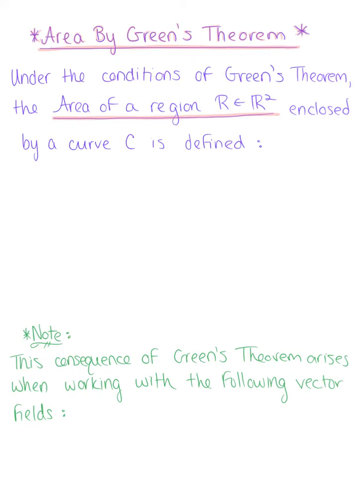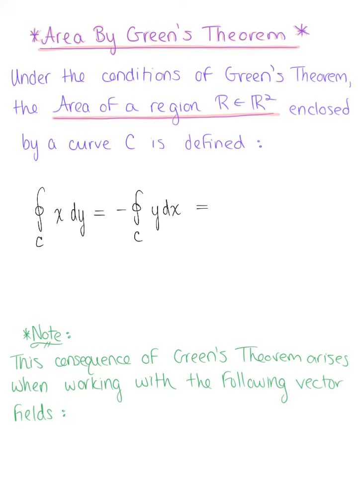A fun consequence of Green's theorem is that we can use a line integral to find the area of this bounded region R enclosed by our curve C. So Green's theorem tells us that the integral over the closed curve C of x dy is equal to minus the integral over a closed curve C of y dx.